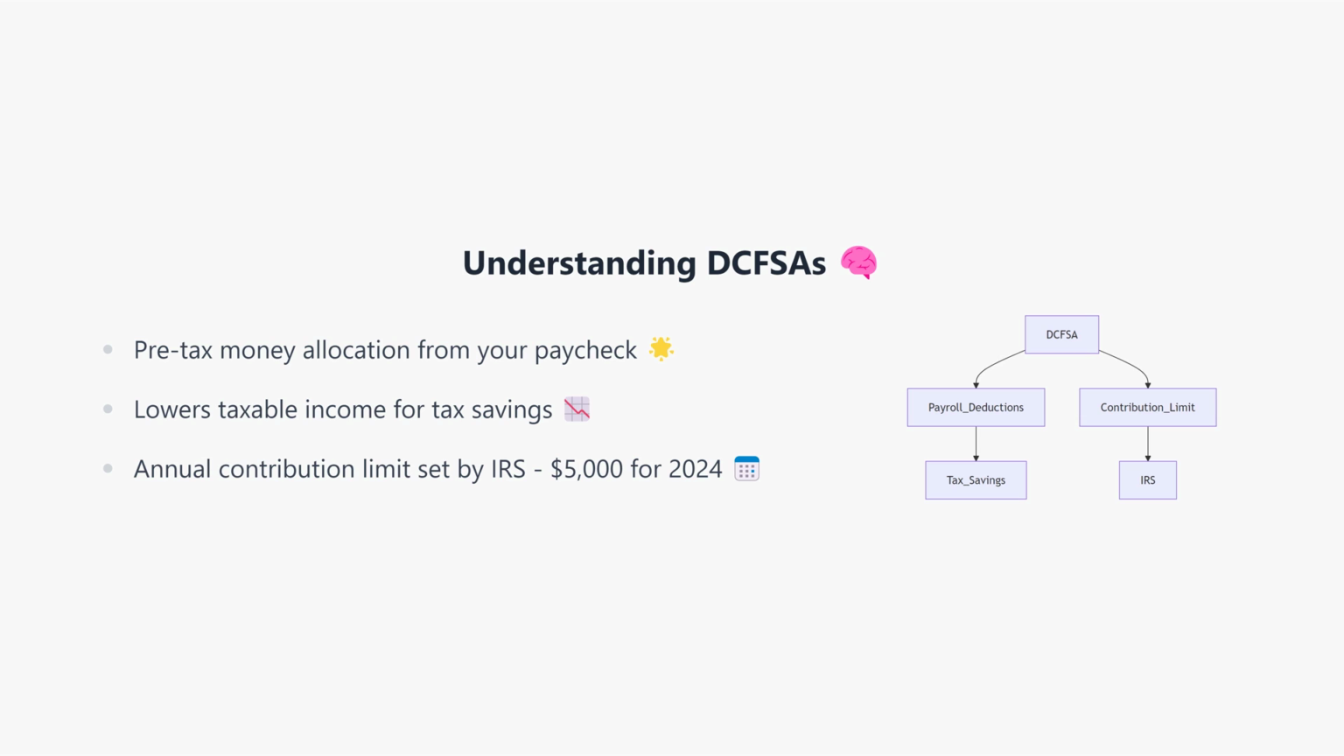A DCFSA allows you to allocate pre-tax money directly from your paycheck to pay for eligible childcare expenses. This not only helps cover childcare costs, but also lowers your taxable income, resulting in direct tax savings. The IRS sets an annual contribution limit, which for 2024 is $5,000.